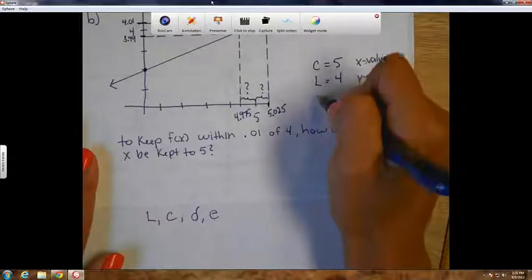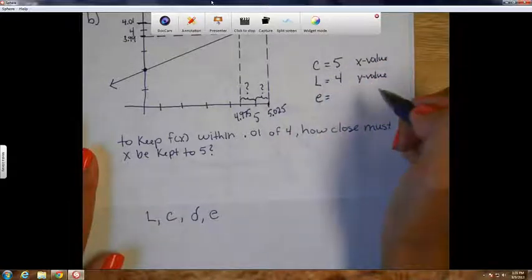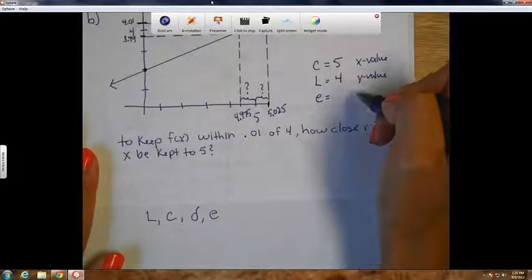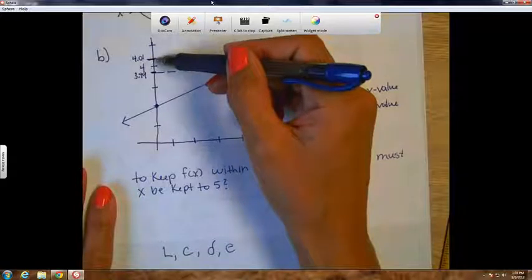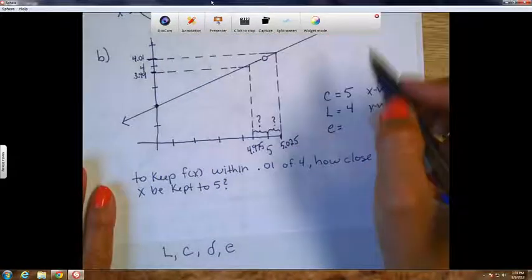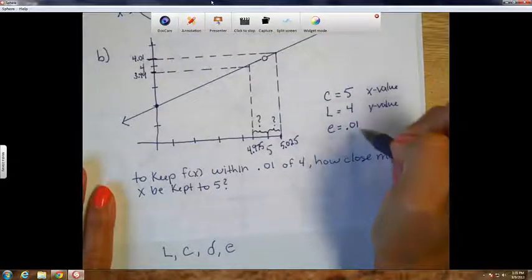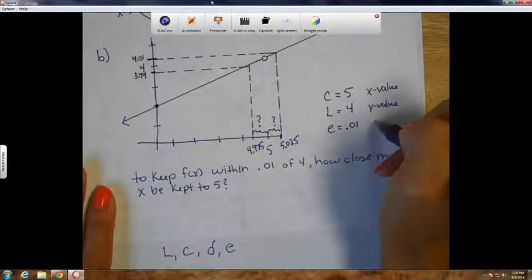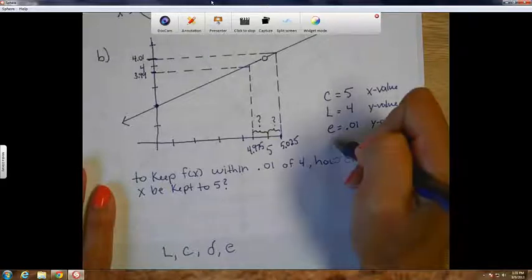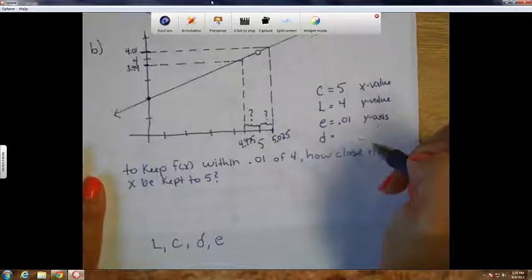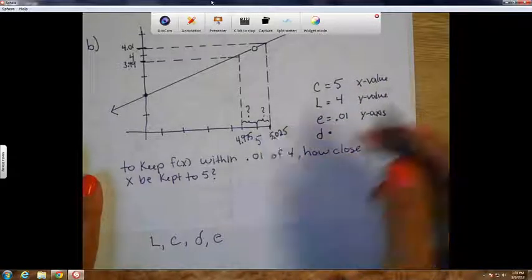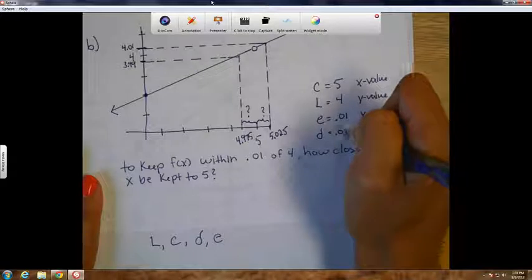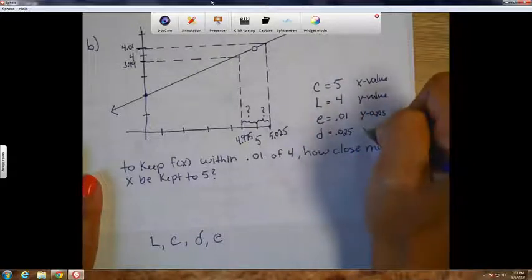The epsilon is how close to the limit. How close to the limit did we want to stay in this problem? We wanted to stay within 0.01. So the epsilon will be that distance on the y-axis. And then delta was how close to our x value that we were approaching, how close to c. And that was our 0.025. So that's the distance on the x-axis.